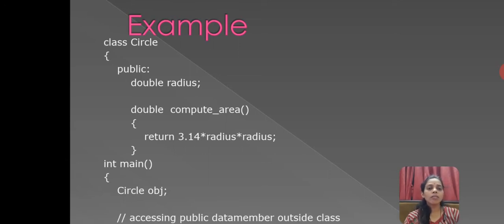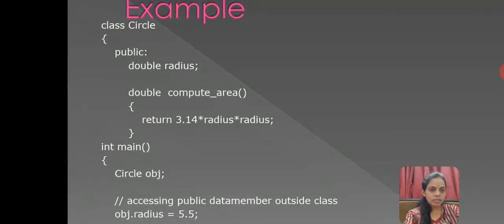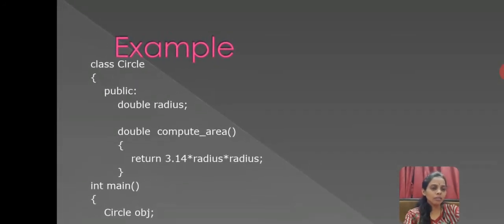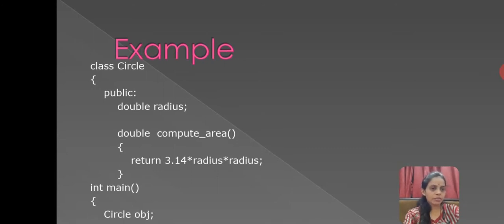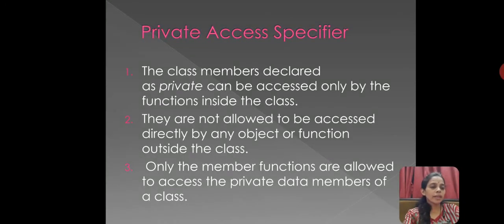Here we have written return 3.14, that is pi, times radius times radius. Here we have declared this inside the class only. Are you getting this? Inside the class. That's why it is not necessary to use the object name. We can use it directly because it is declared as public. So keep in mind, if we use the public access specifier, then that data member and member function are accessible by any class. Now the next is private access specifiers.